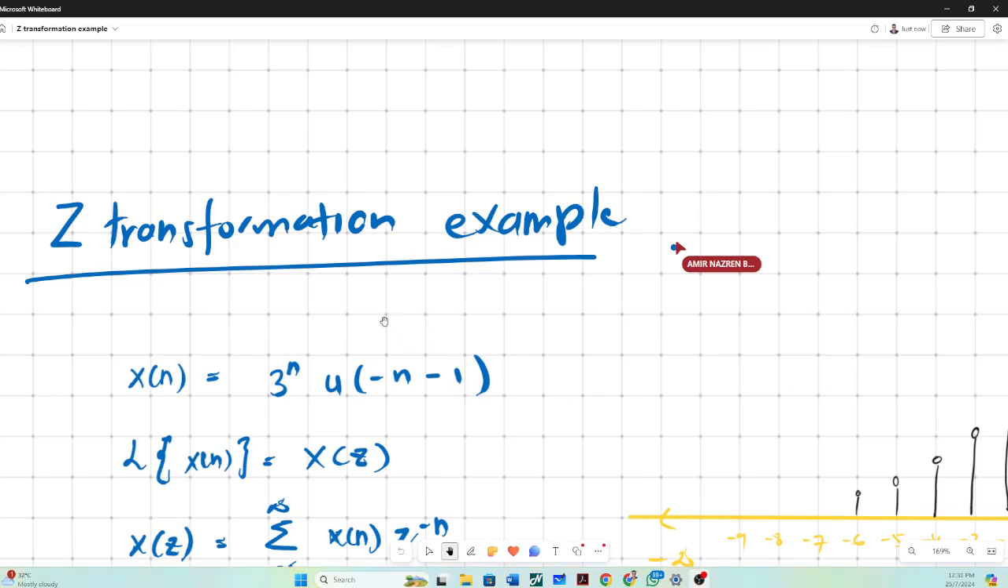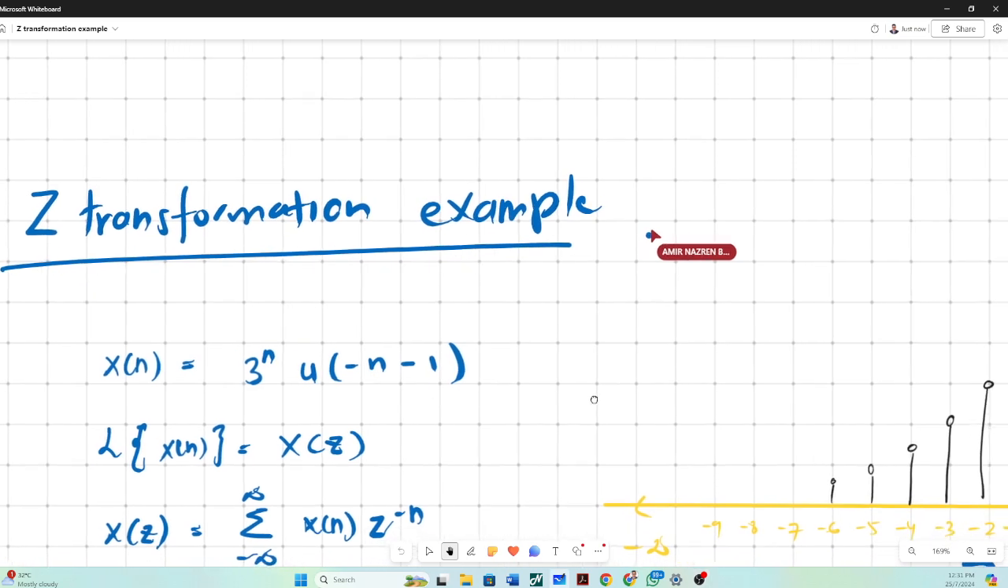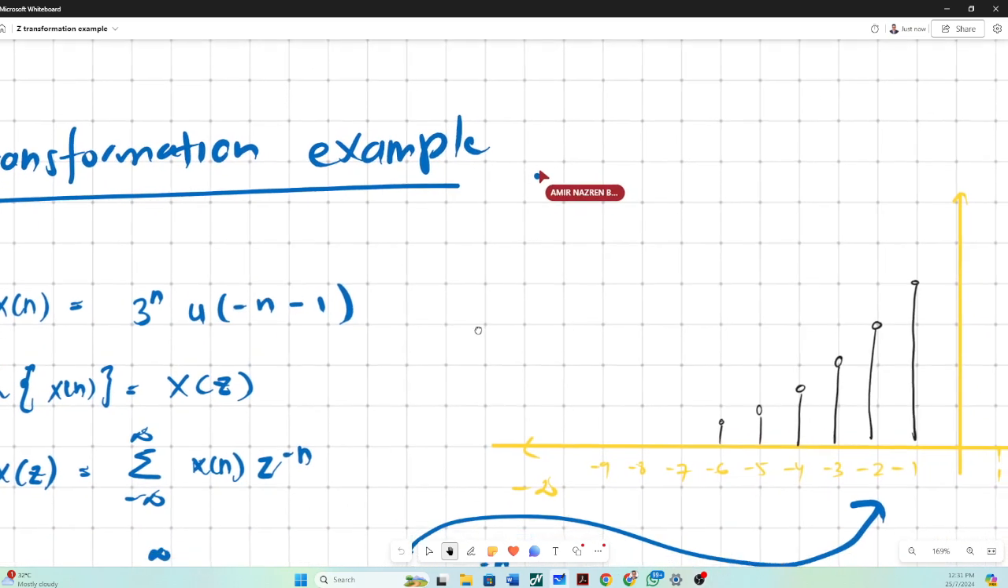Okay, now revisions. We're going to see the Z transformation example. For example, if the question gives you x[n] = 3^n u[-n-1], first of all, if you get this kind of question, you need to try to imagine what the signal looks like. For example, here I draw the signals.